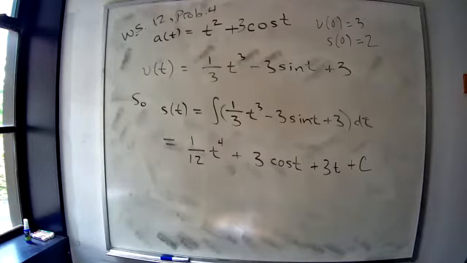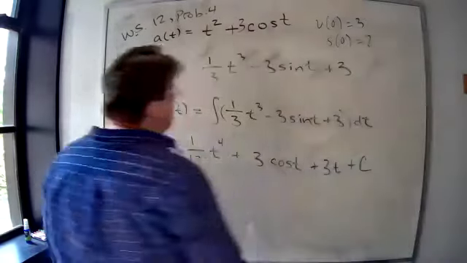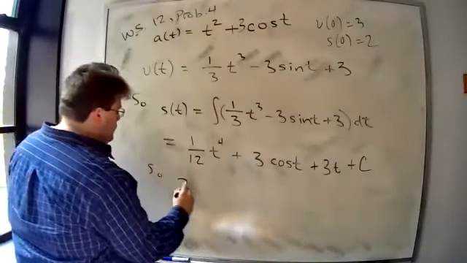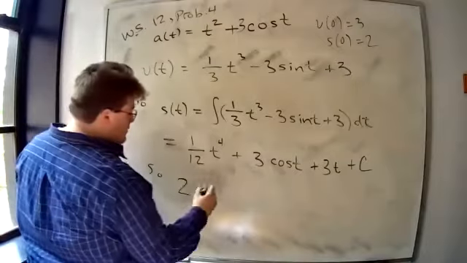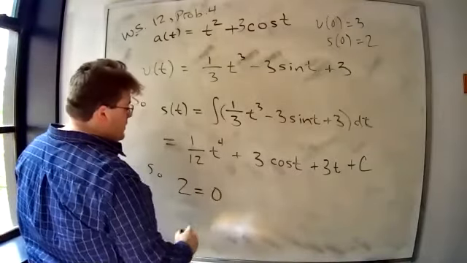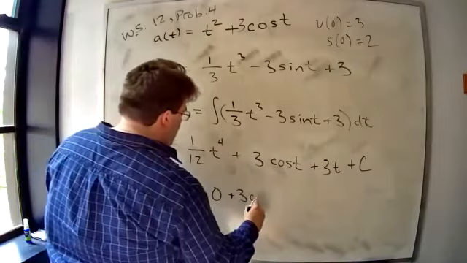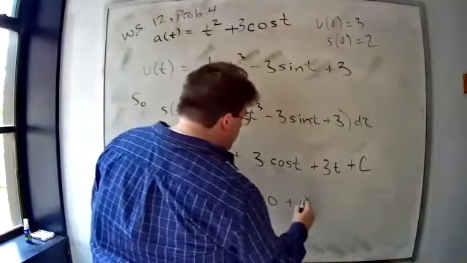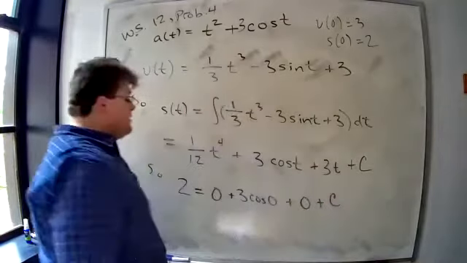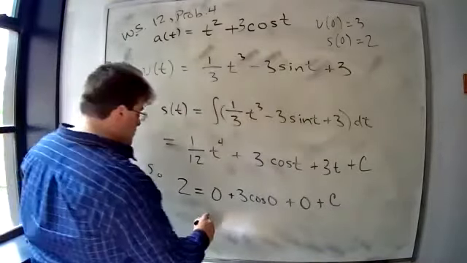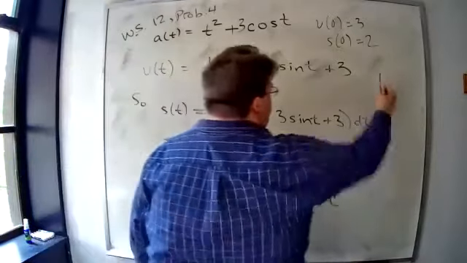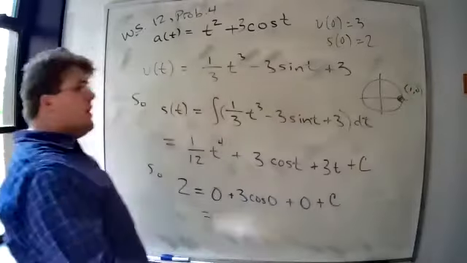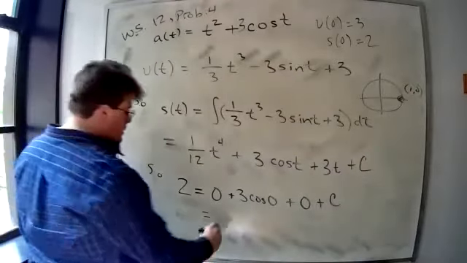So S of 0 equals 2. What does that tell us? Well, it tells us when t equals 0, the position is 2. So 2 equals substitute 0. 1/12 of 0 is 0. Plus 3 cosine of 0 is something. Plus 3 times 0 is 0. Plus c, what's cosine of 0? The x value over there, cosine of 0 is 1.